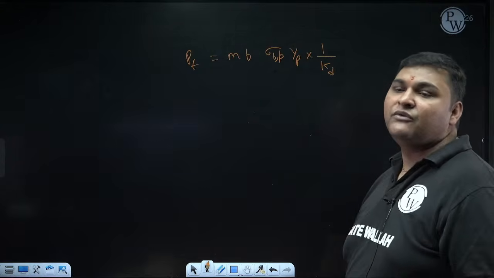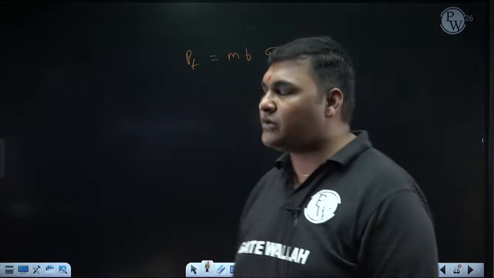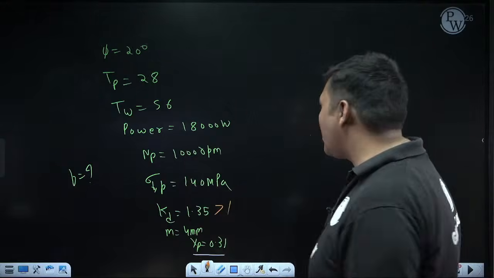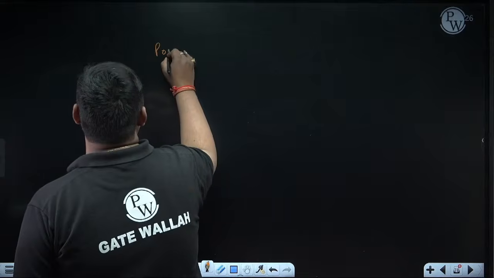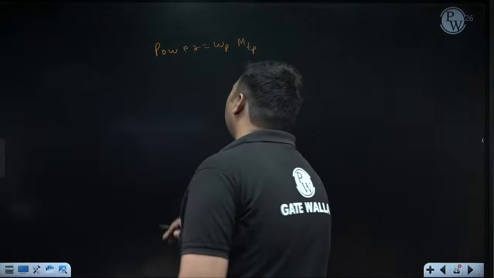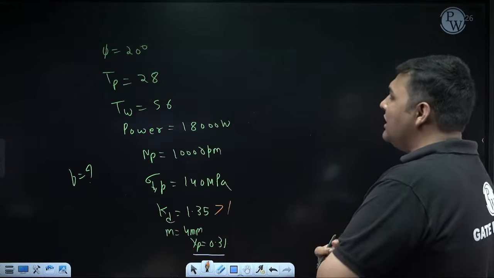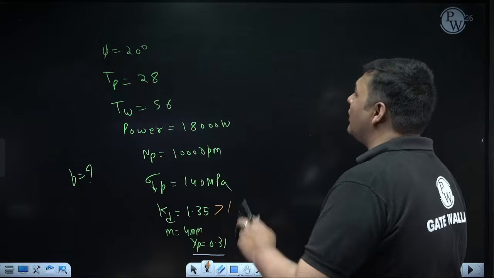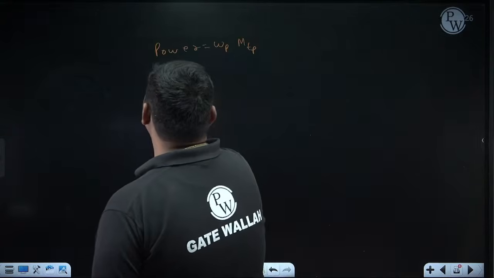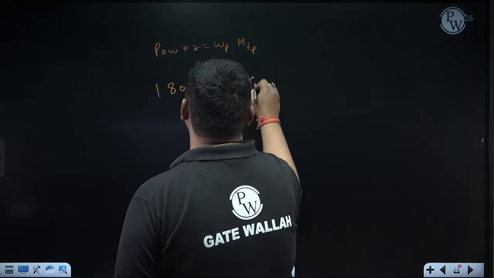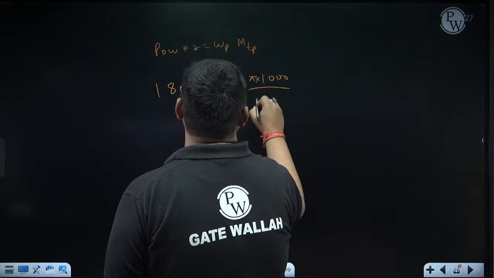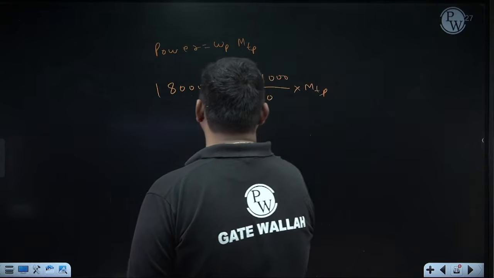Now to calculate tangential force, first I need to calculate the torque of any gear, whether you are calculating for pinion or wheel doesn't matter. Right now power is given and speed of pinion is given, so I am calculating torque of pinion. Power will be omega into torque, omega pinion into torque of pinion, that I am denoting as MT pinion. For torque I am using MT notation because the T notation I am taking for number of teeth, so to avoid confusion. Now power is 18,000 watt equal to omega pinion, 2 pi into speed of pinion in RPM, 1000 divided by 60, into MT pinion.